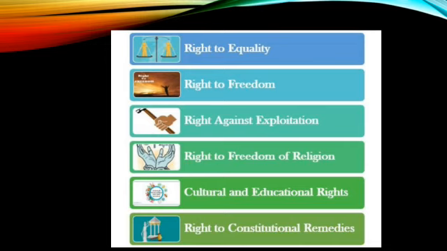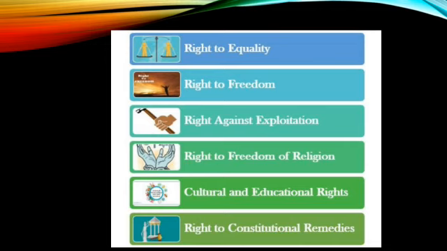These rights protect citizens against arbitrary and absolute exercise of power by the government. Our constitution has guaranteed 6 rights, which are as follows: right to equality, right to freedom, right against exploitation, right to freedom of religion, cultural and educational rights, and right to constitutional remedies. So these are the 6 fundamental rights given by our constitution to every citizen of our country.